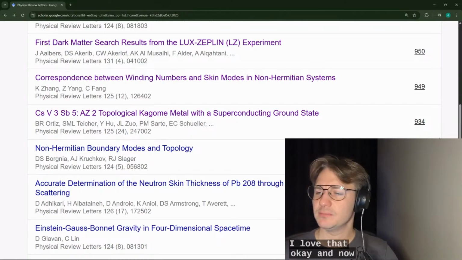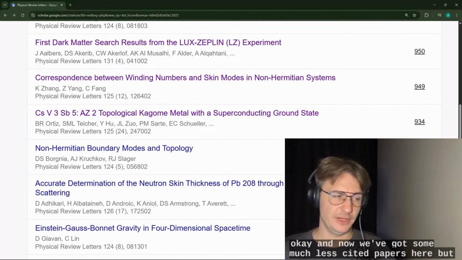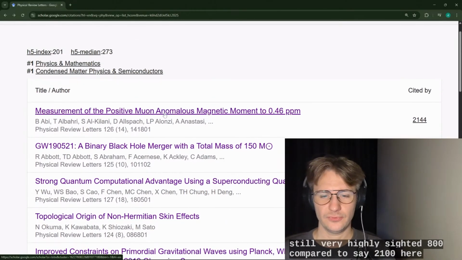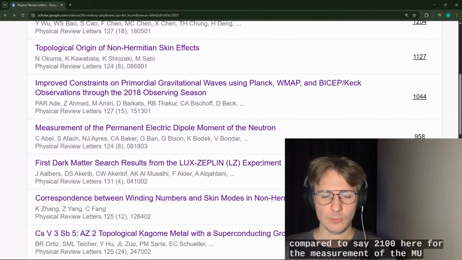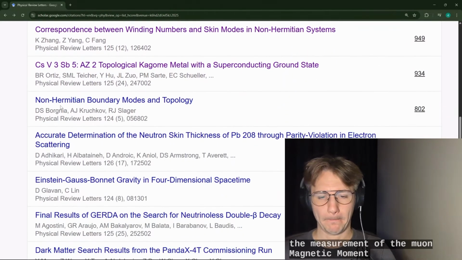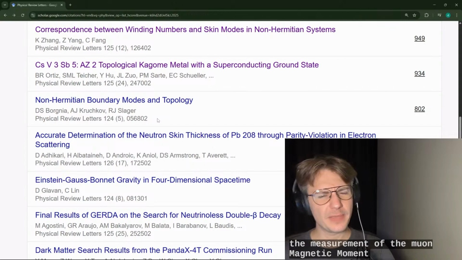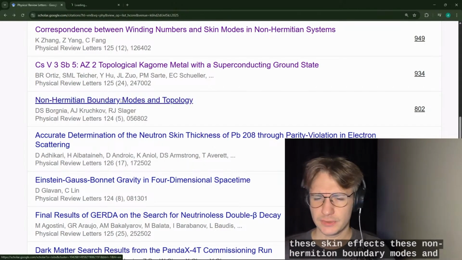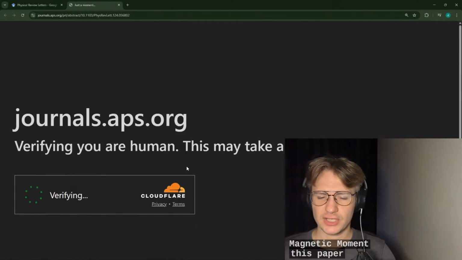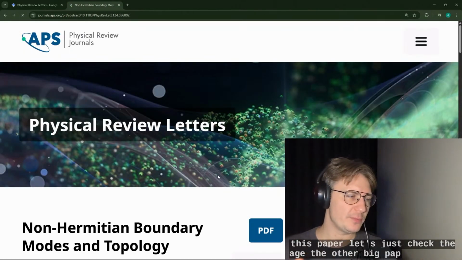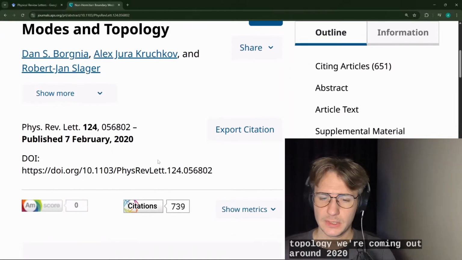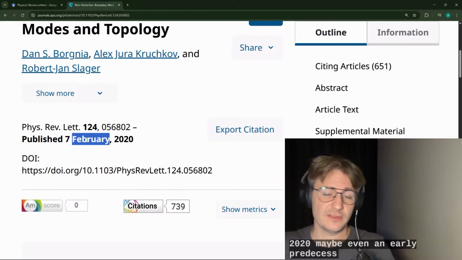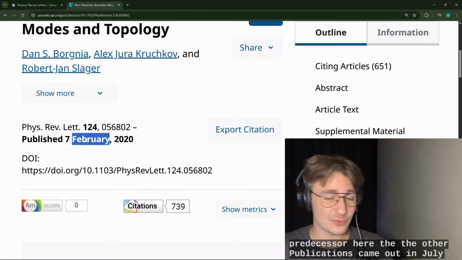Okay, and now we've got some much less cited papers here, but still very highly cited. 800 compared to, say, 2100 here for the measurement of the muon magnetic moment. We've got another paper around these skin effects, these non-Hermitian boundary modes and topology. This paper, let's just check the age. The other big papers in topology were coming out around 2020. This one came out in February 2020, maybe even an early predecessor here. The other publications came out in July and September, respectively.